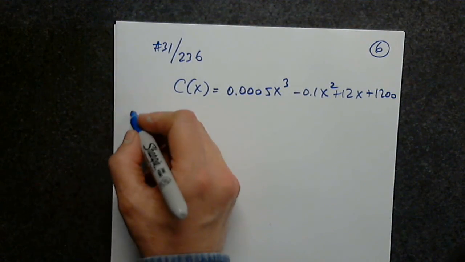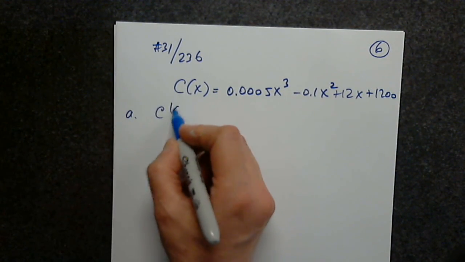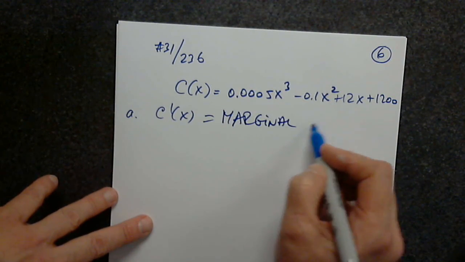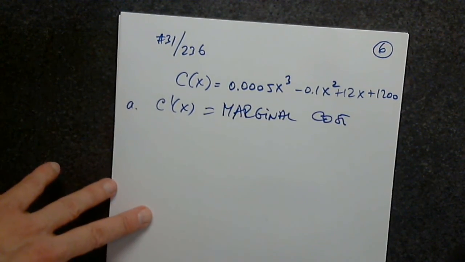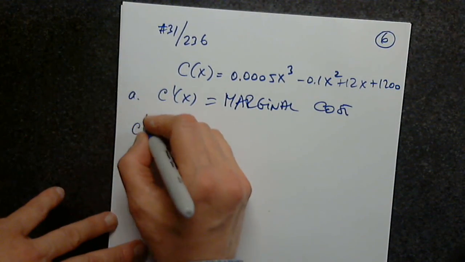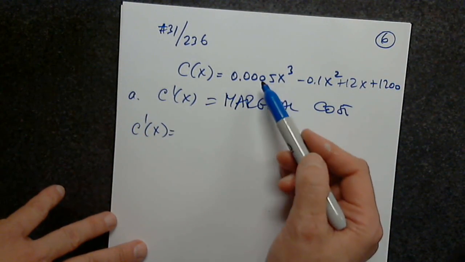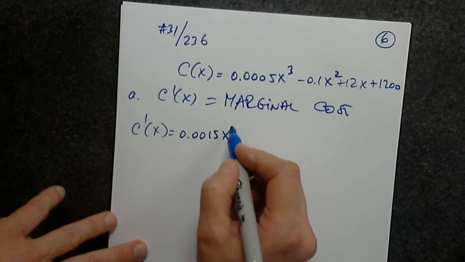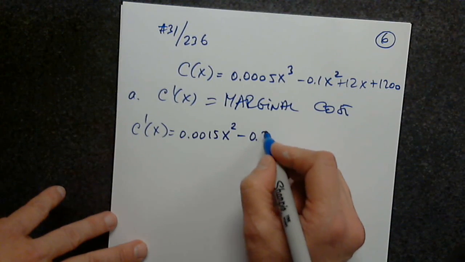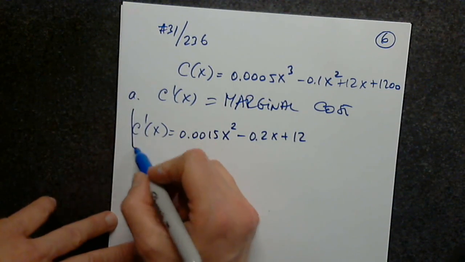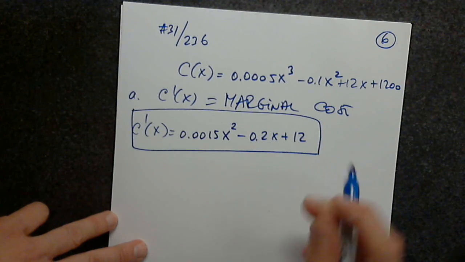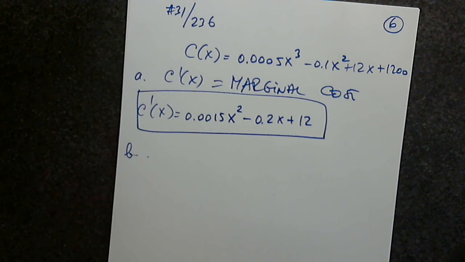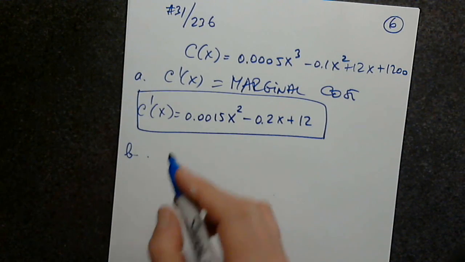First part is asking us to find the marginal cost. That's not a problem. C prime of x, I bring 3 down and I get 0.0015 x squared minus 0.2x plus 12. Do we agree with this? In part B, they're asking us to find C prime of 200.